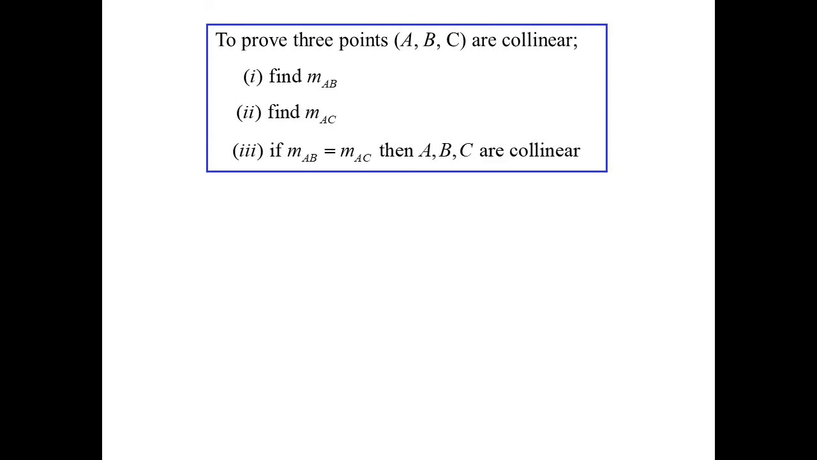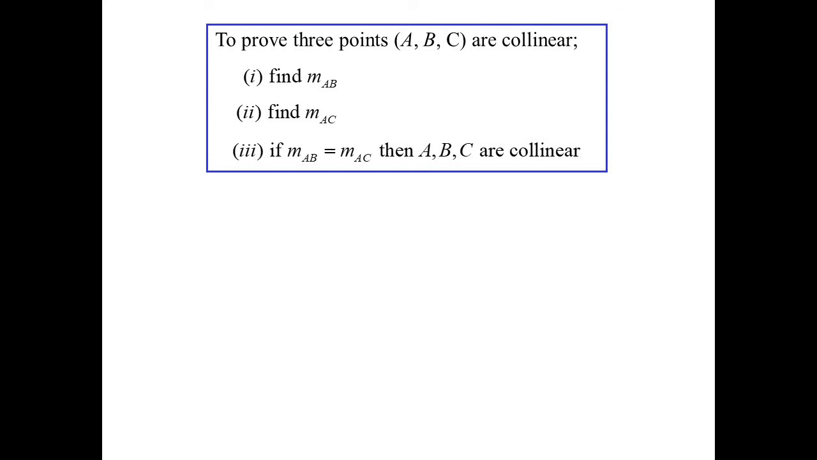Now, if you want to prove 3 points are collinear. So collinear: co, together, linear, on the same line. You find the slope of AB. Well, it doesn't have to be AB. You can pick any 2 points you like. I've chosen AB. Then go pick another pair. So I've found AC. Now, if those 2 slopes are equal, then the 3 points must be collinear.